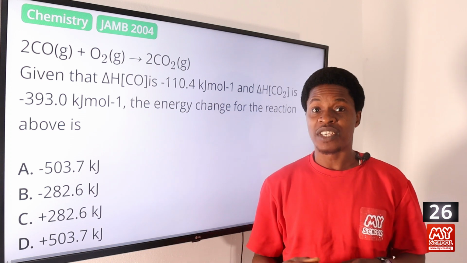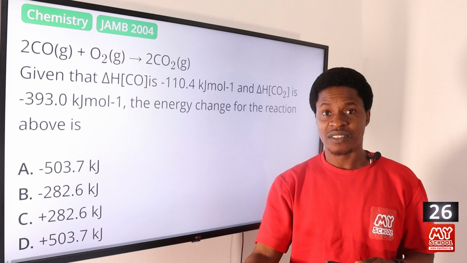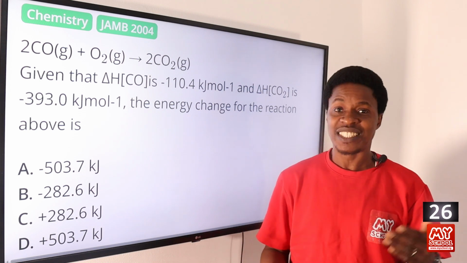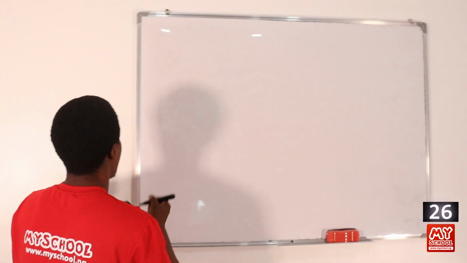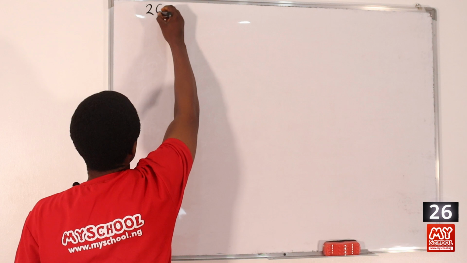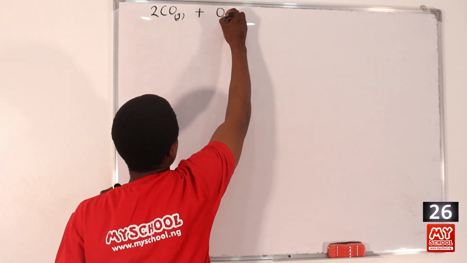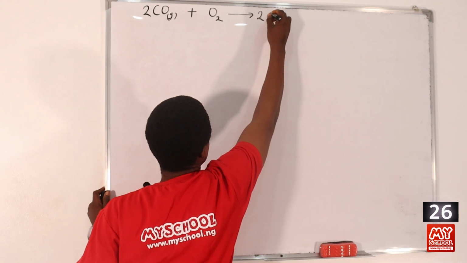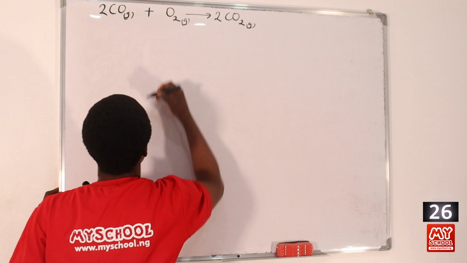Now we are going to the board. I'm going to solve it first the normal way we should, then we'll look at the other way around. So let's move to the board and let's see what happens. We have 2 CO, of course that's gaseous, reacting with 1 mole of oxygen to give us 2 moles of CO2, also gaseous. They are all in gaseous state.